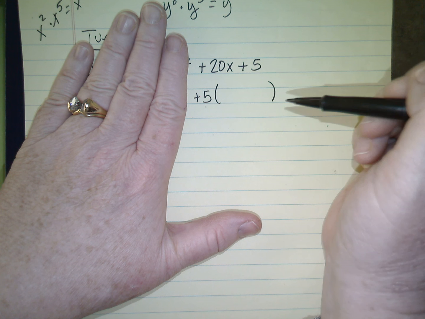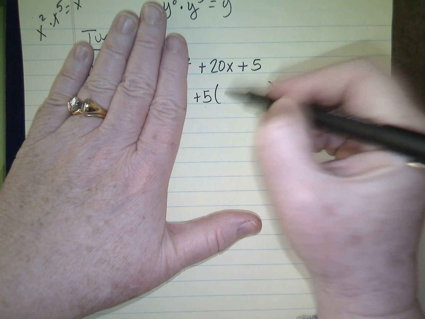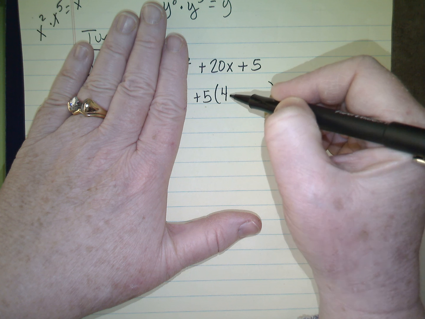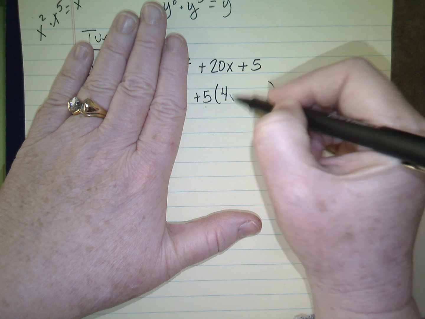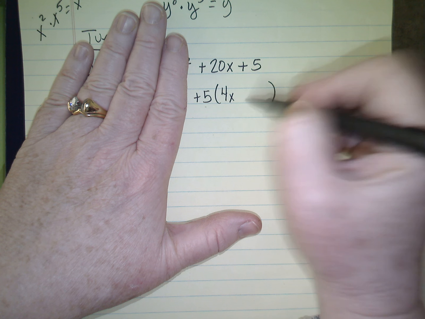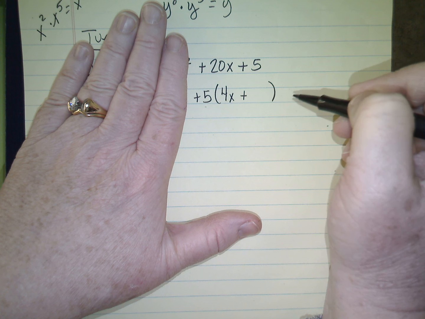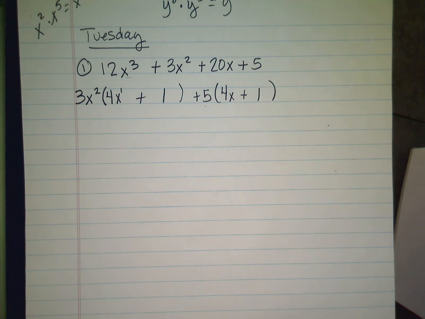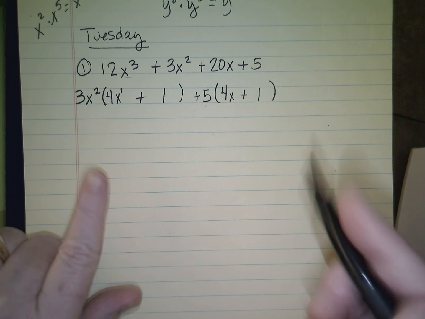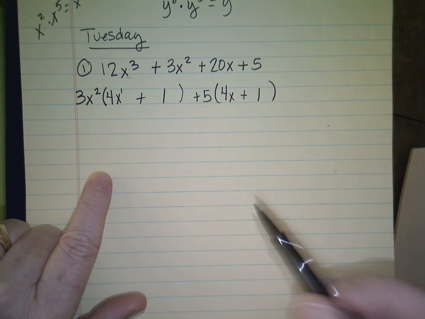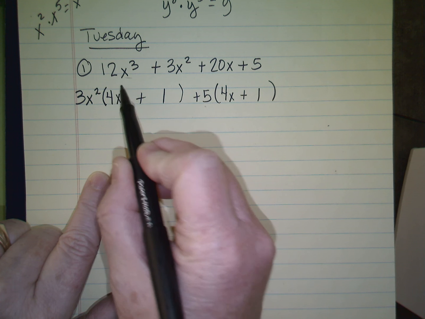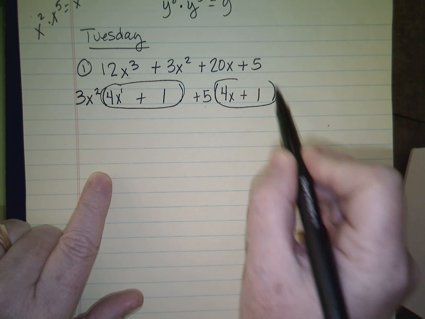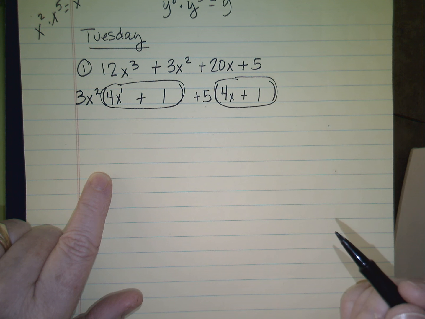So I'm going to put a 5 here, and I'm going to do the same little process. 5 times what gives you 20x? 4. But you got to have an x somewhere. It wasn't on the 5, so it had to be on the 4. 5 times what gives you 5? 1. Okay, now y'all look. When you factor by grouping, the stuff in the parentheses generally turns out to be the same. Do y'all see that?